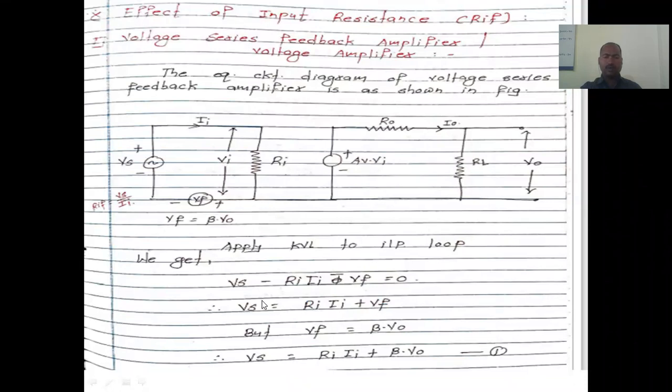Now we already know that Vf is nothing but beta into V0. So wherever Vf is coming, we put beta into V0. So Vs is equal to Ri into Ii plus beta into V0. Why do we put beta into V0 for Vf? Because we know that Vf is nothing but beta into V0, so we just put the same value here. So Vs is equal to Ri into Ii plus beta into V0. This is equation number 1.